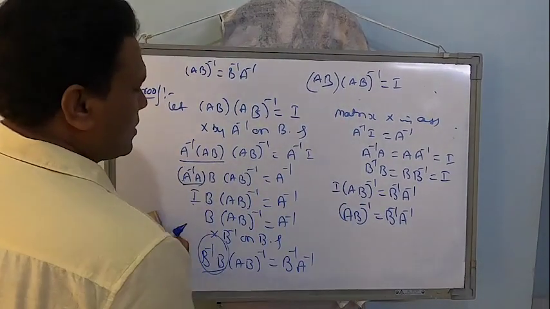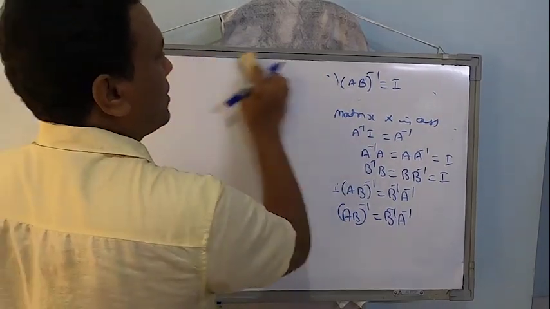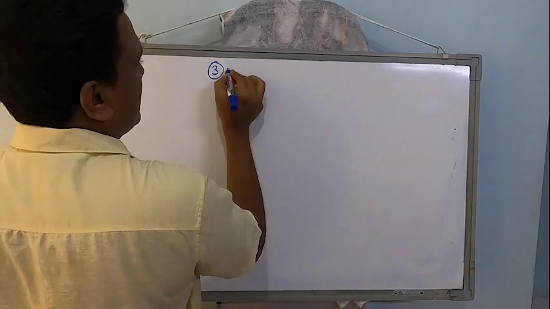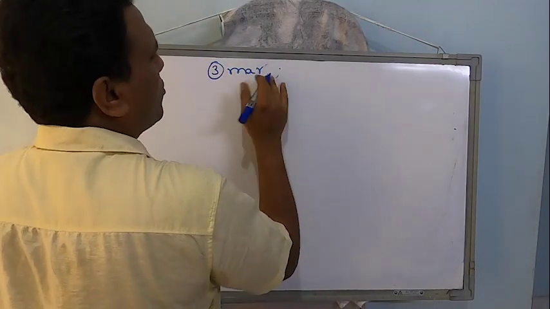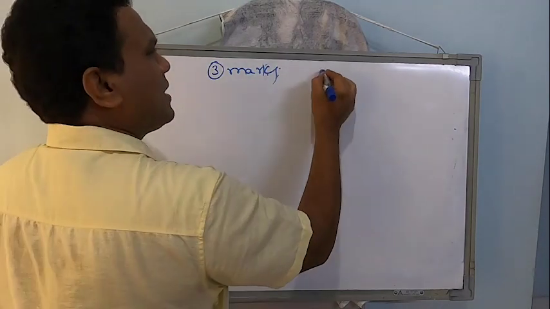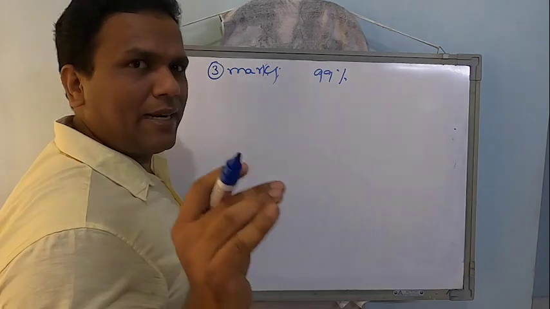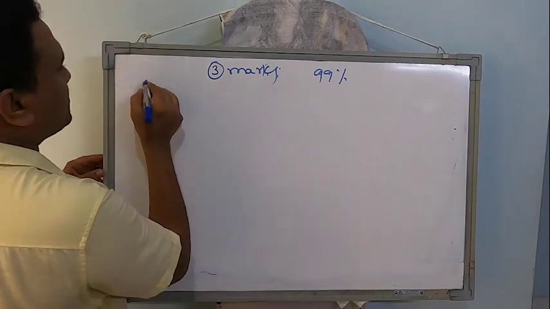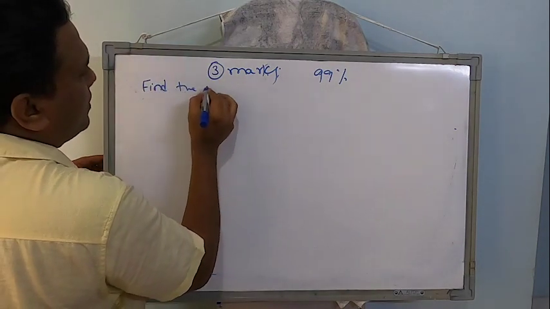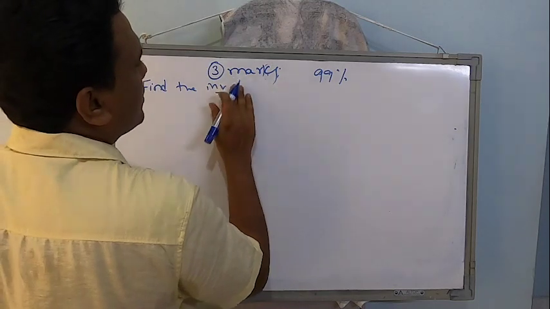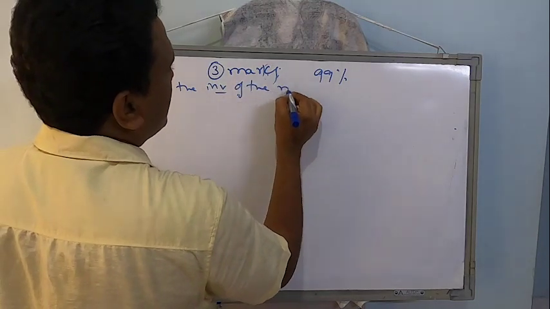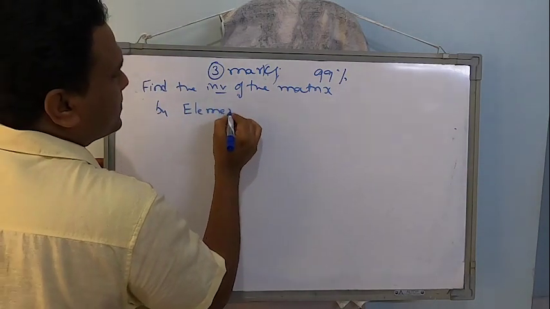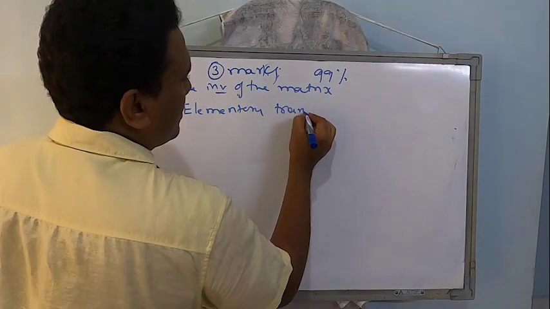Right? Okay. Now the most important thing, the expected one for 3 marks in the final examination. The next topic will be asked for 3 marks almost all the time, 99% of the examinations till date. Every time they will ask you one problem from the next topic. The topic is finding the inverse of a matrix by elementary transformation.